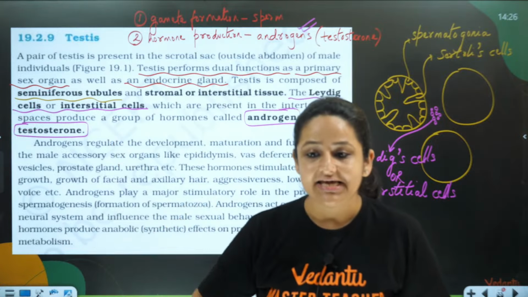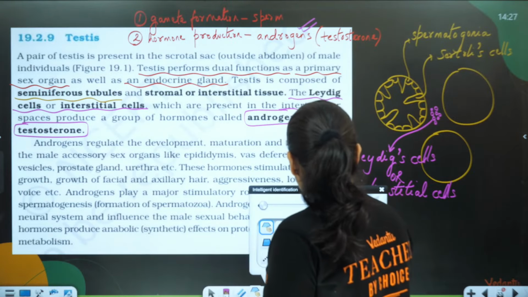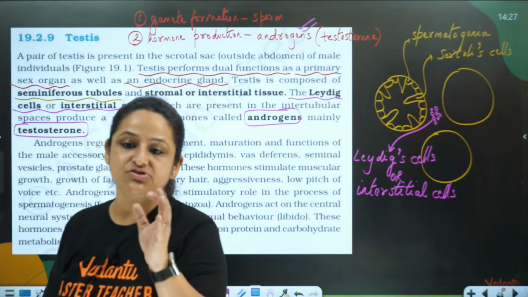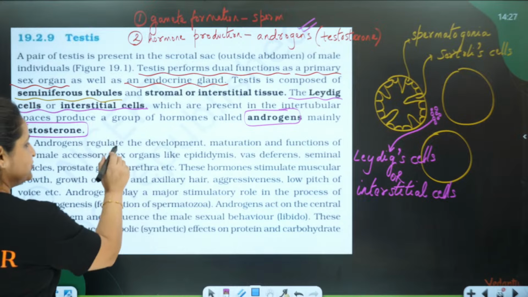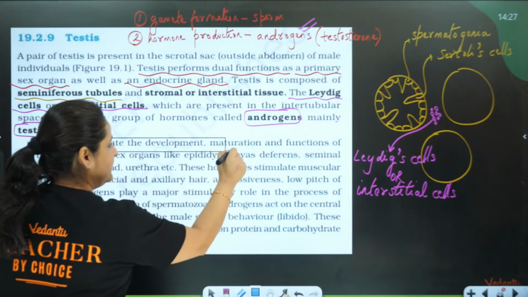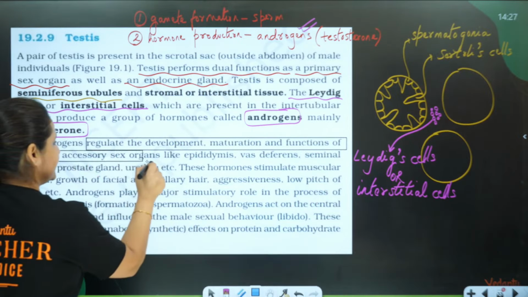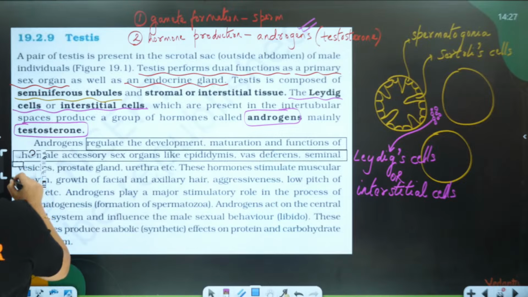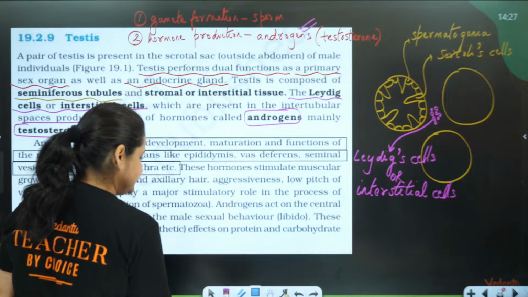Now let's see what all the functions of testosterone are. Testosterone is doing many functions. Number one, most important function: androgens or testosterone regulate the development, maturation and functioning of the male accessory sex organs like epididymis, vas deferens, seminal vesicles, prostate gland, urethra, etc. So this is function number 1.